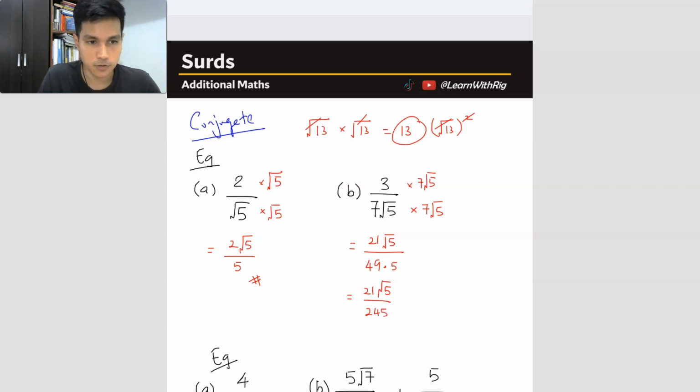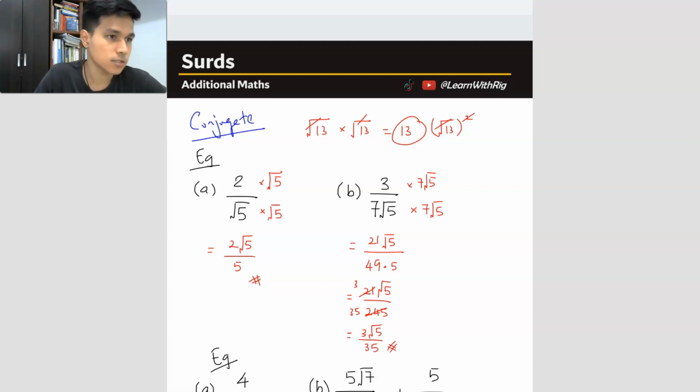So this one, you can continue to simplify. I think both of these can divide by 7. 245 divided by 7, you get 35, and 21 divided by 7, you get 3. So your answer is 3√5 over 35. This is one way you can solve.